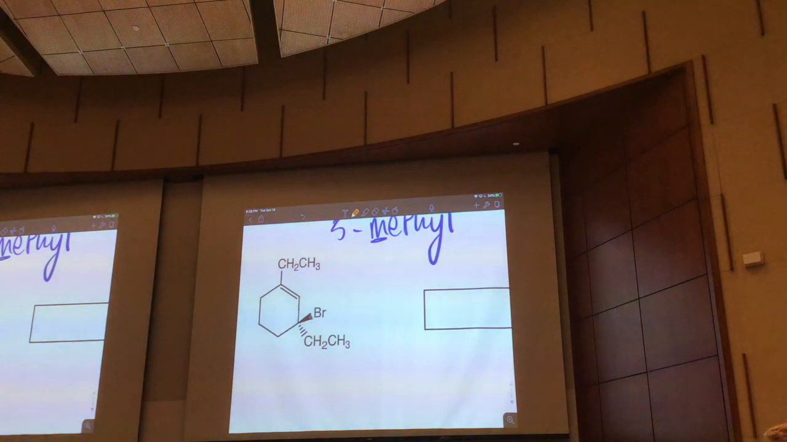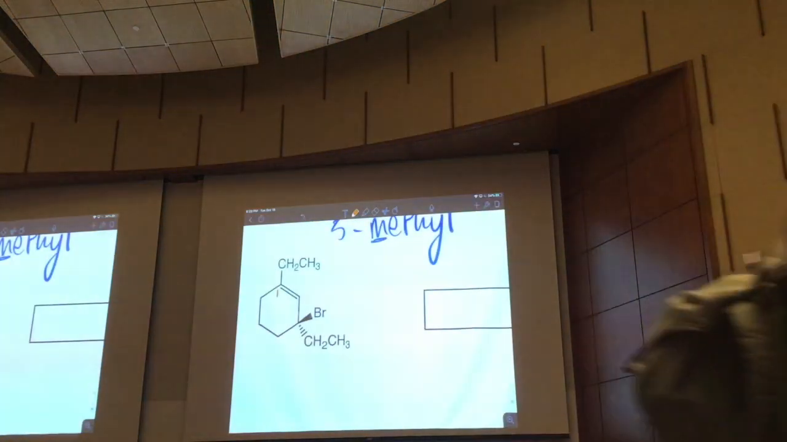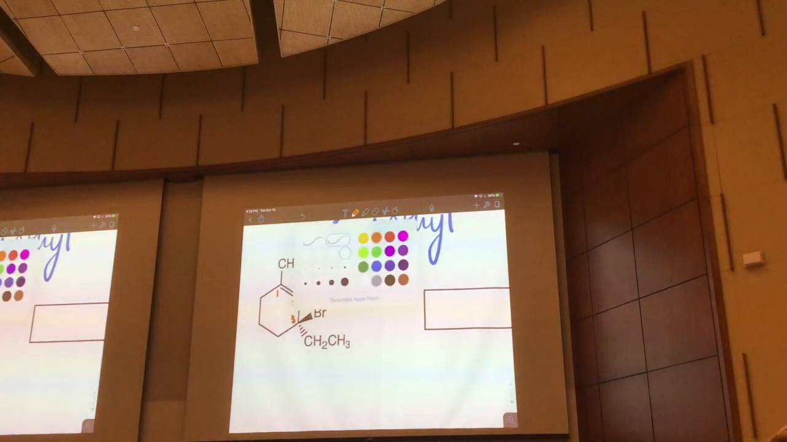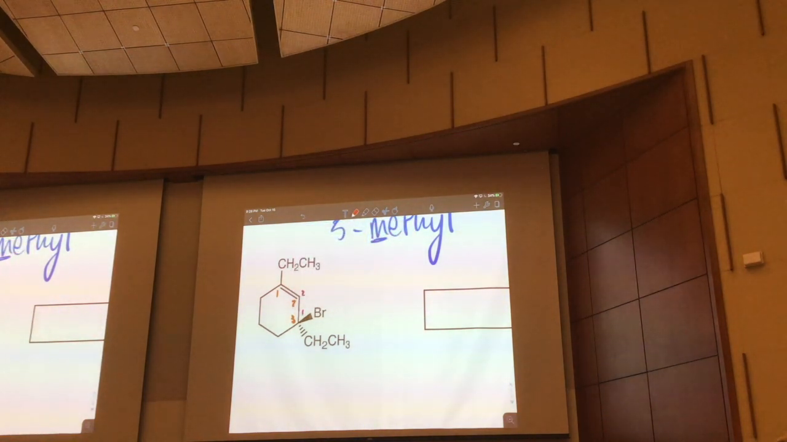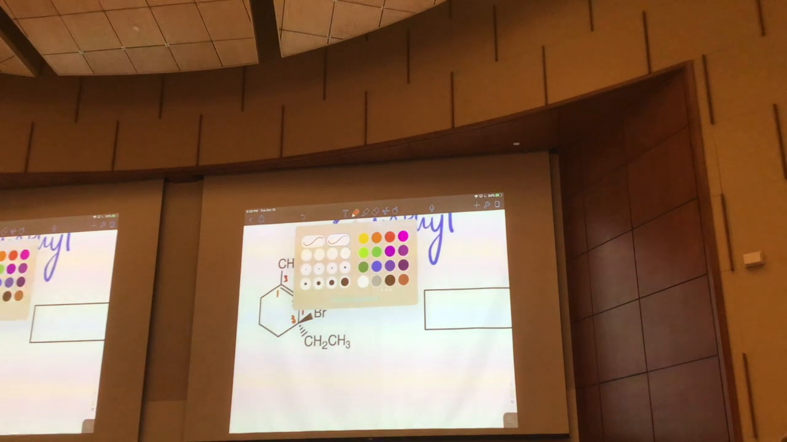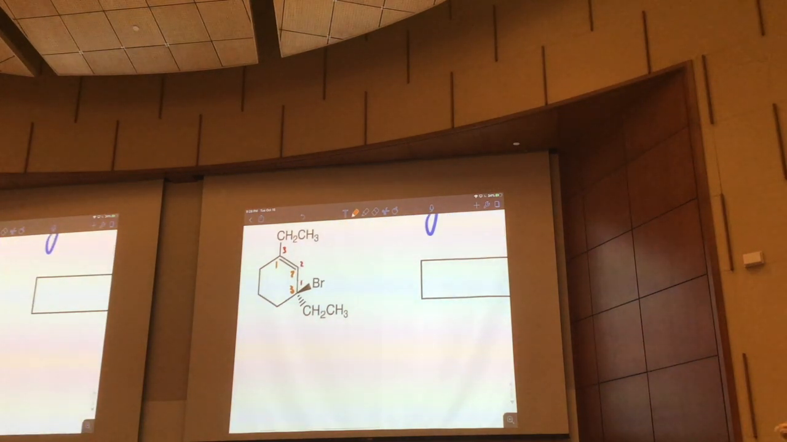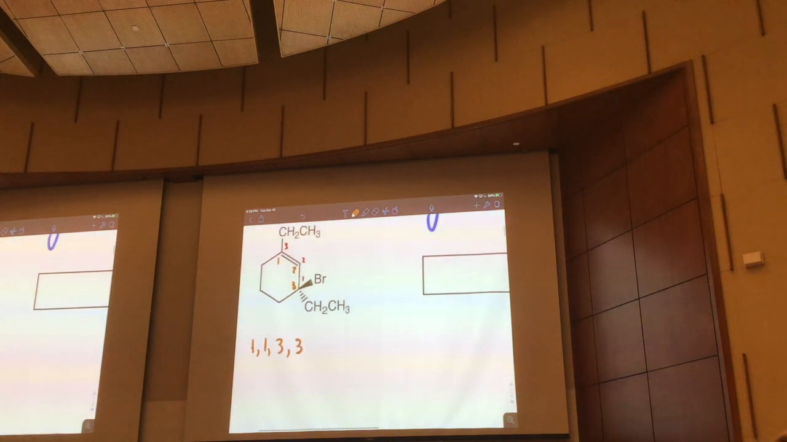We're going to start numbering that in the place that gives our substituents the lowest numbers. So let's try 2 ways. Let's start here, 1, because it doesn't really make sense to start out here. Do you agree? It doesn't make sense to start way over there. So we're not going to do that. So we have 1 here, 2 here, 3 here. That's one option. Then let's look at the other. 1, 2, 3. Or the orange way, we have 1 ethyl, 1 ene, 3 bromo, 3 ethyl. 1, 1, 3, 3.